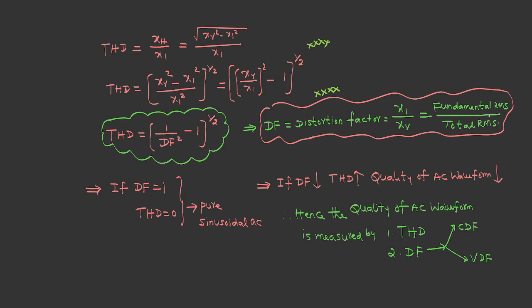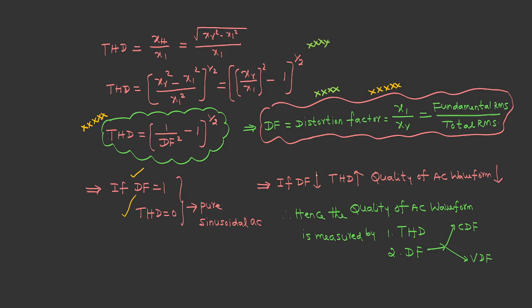Distortion factor equals fundamental RMS by total RMS. Very important. This is the distortion factor with respect to the fundamental. Fundamental RMS by total RMS, that is X1 by XR. But here we have XR by X1, that's why 1 by DF. This is total harmonic distortion in terms of distortion factor. But the point you have to remember here, friends: if distortion factor equals 1, total harmonic distortion is 0. Total harmonic distortion is 0 means there are no harmonics. That is a pure sinusoid.